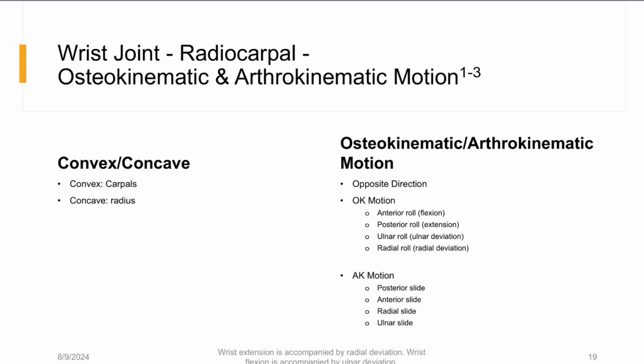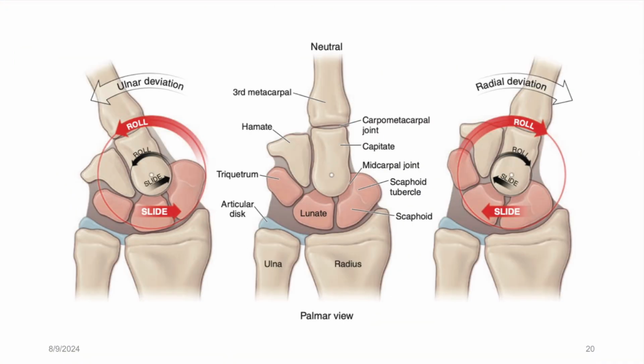So your arthrokinematics is going to occur in the opposite direction of your osteokinematic motion. And here's a visual. So you've got a visual of ulnar deviation and radial deviation, where radial deviation presents with an ulnar slide or glide, and with ulnar deviation, the person is going to have a radial slide or glide.